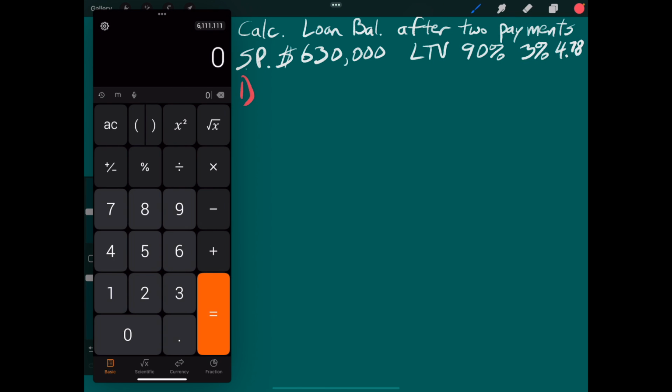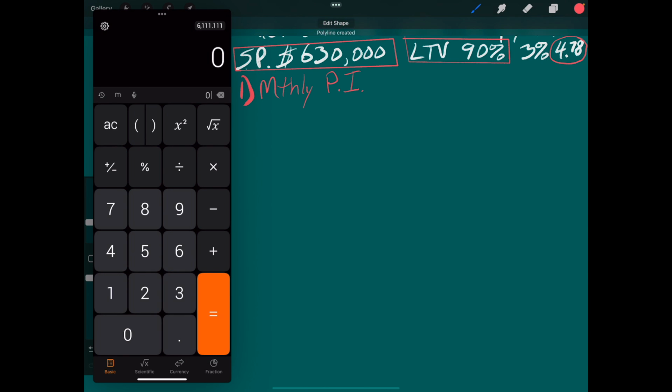Step 1. We need to calculate the monthly principal and interest. So monthly P&I. In order to get that, we need the loan amount, and we also need this loan factor number. But to get the loan amount, we need the sale price, and we need the loan to value ratio. So we're going to multiply those two things together. Sale price of $630,000.